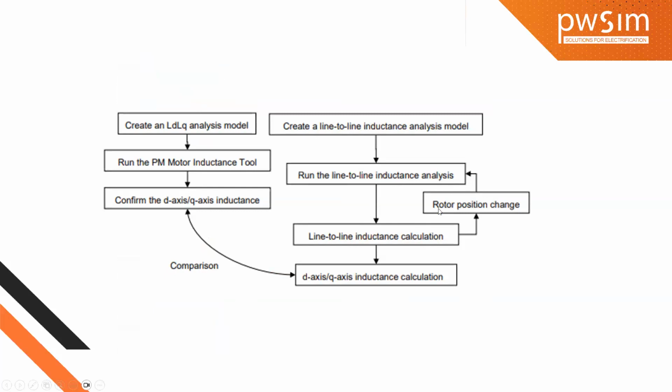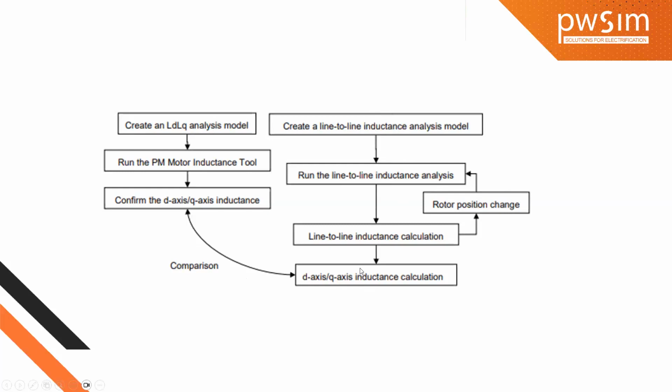So here I am considering the rotor position changes from one angle to another angle. And if you are not interested in giving the rotor position change, that is fine. You will get only one set of inductance values, so you will get the D axis and Q axis inductance calculation. Previously you will have your models, so you can confirm that. You can run the motor inductance tool and confirm the inductance.